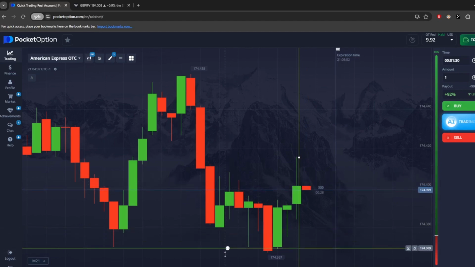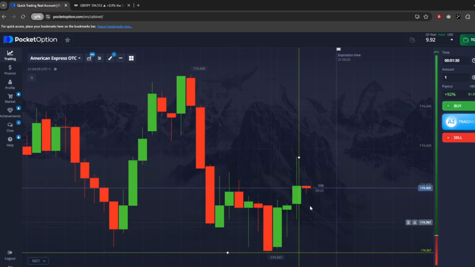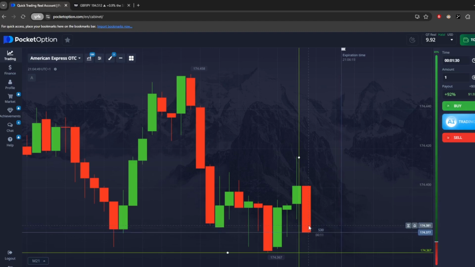From here, I'm not going to take a buy. I'm going to start counting a new five candle. So the next five candles from here. Remember, the time is 30 seconds and the expiry is 1 minute 30 seconds. That's three candles. So the new five candle will be a new range.